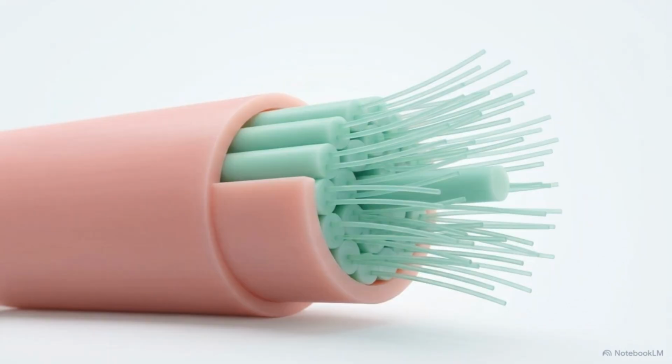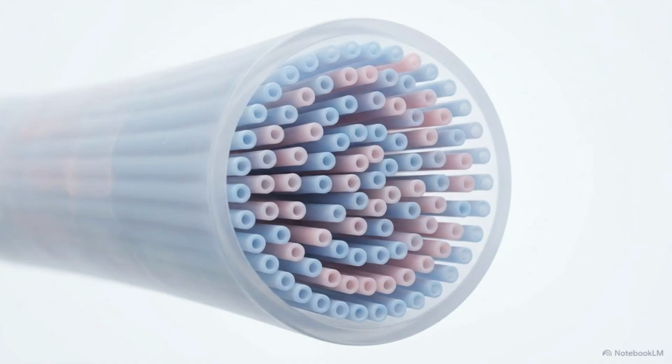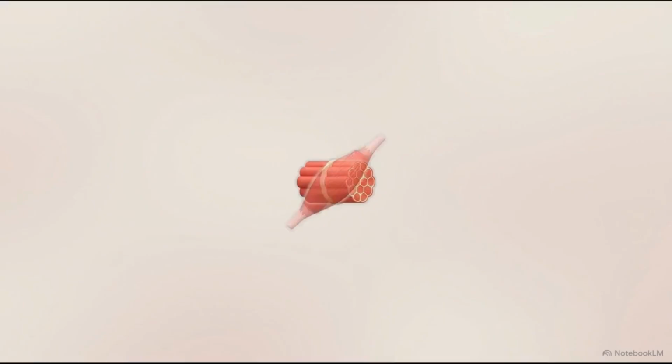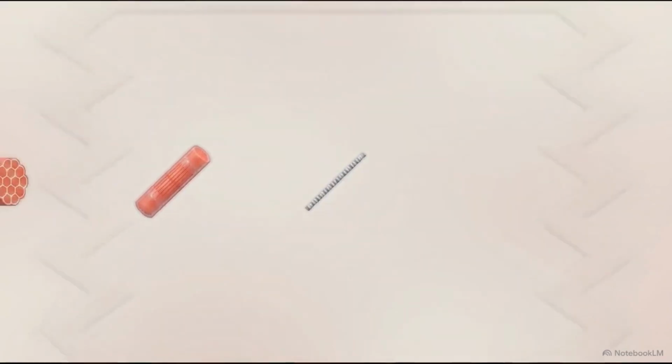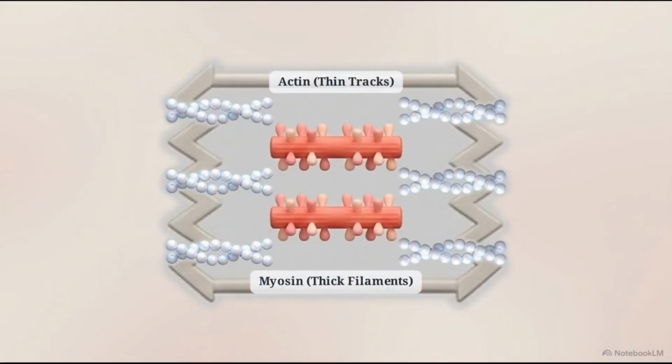Zoom further into those bundles, and they are packed tightly with individual thread-like cells called muscle fibers. Dive inside a single muscle fiber, and you find densely packed tubular structures running its entire length, the myofibrils. This descent from the macroscopic muscle cylinder down to an isolated rectangular block reveals the sarcomere.